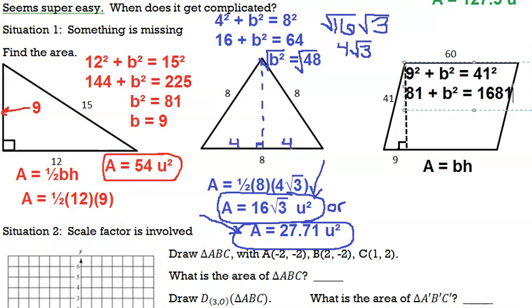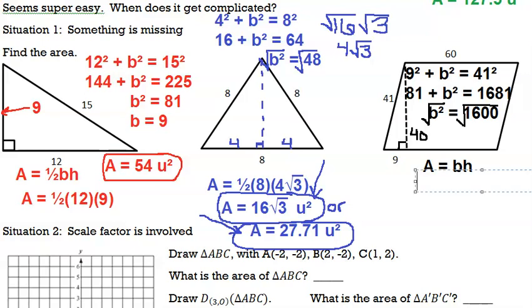Huge numbers. What in the world is going on? Why do we have to do this? Well, turns out you subtract 81 from both sides and you just get b squared equals 1600. What number squared is 1600? It turns out it's a perfect square. Turns out it's 40.